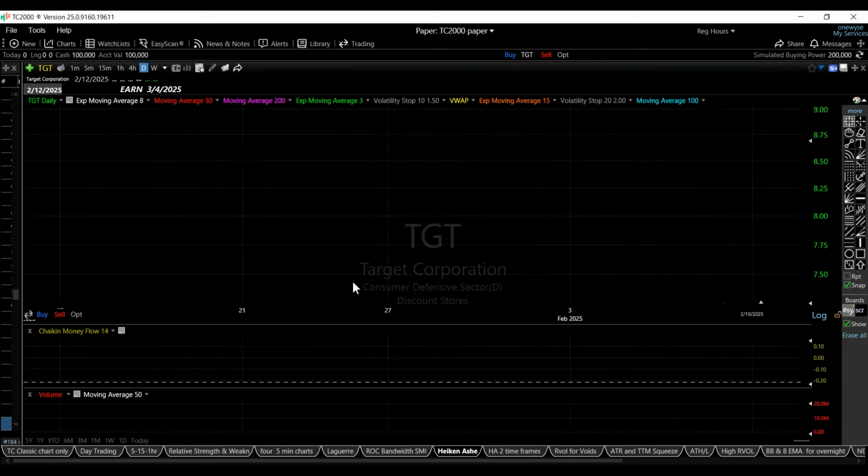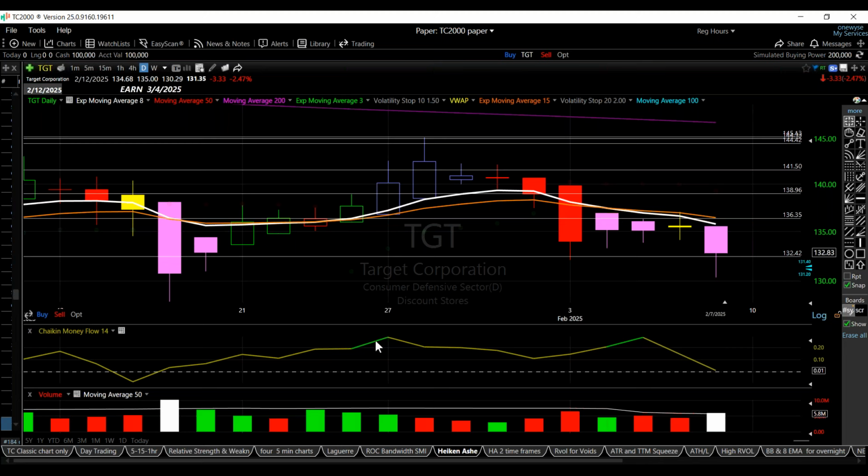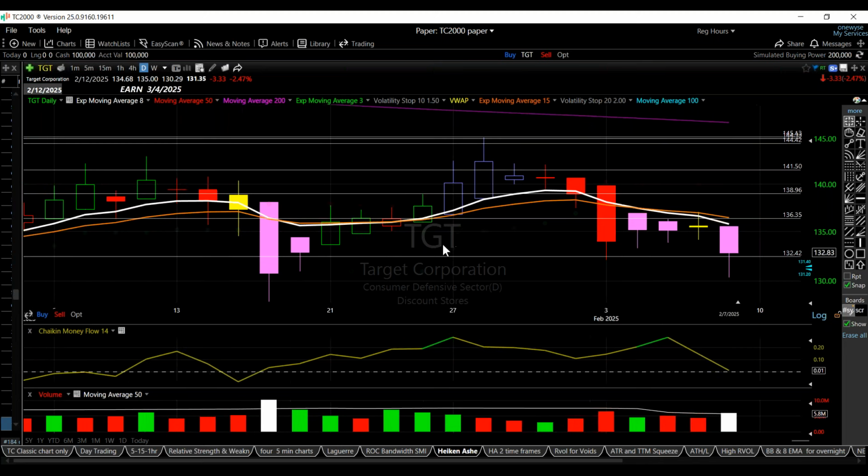Target, this was one we took in the room yesterday. We took a swing trade in Target to the downside. And we did this based on this Heiken-Ashi reversal right here off of this continuation. It's a continuation of the Heiken-Ashi reversal to the downside, this is the volume. The volume was pretty high.